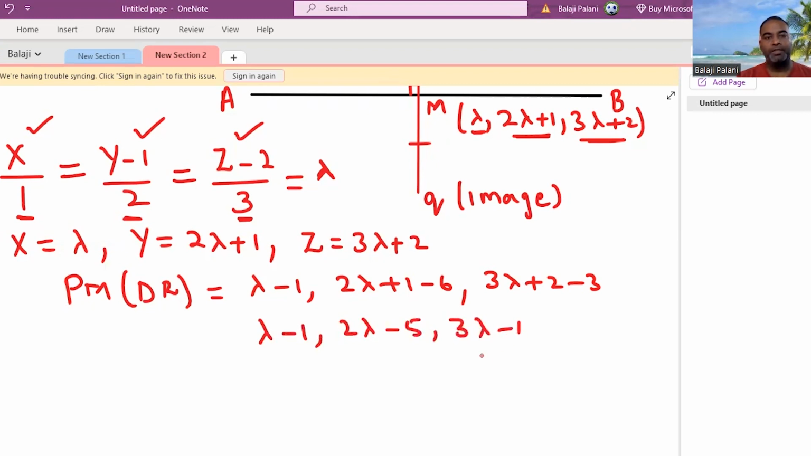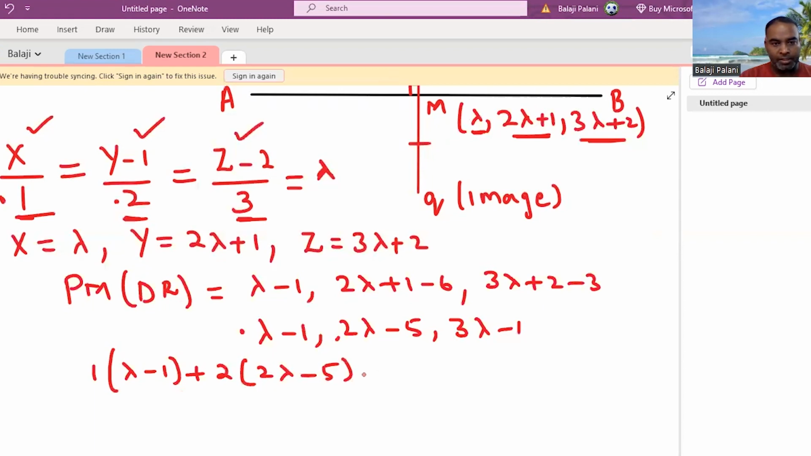In some books, instead of lambda, k or t might be used. That's fine, anything can be used. Now we got the DR of the line PM, and we have the DR of the line AB. So now we calculate lambda by the condition for perpendicularity. This is your a1, this is your a2. So a1 a2 plus b1 b2 plus c1 c2, which is 3 into (3 lambda minus 1), is equal to 0.